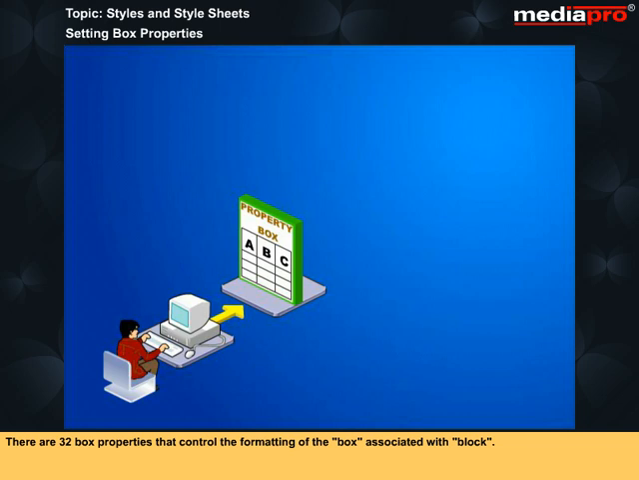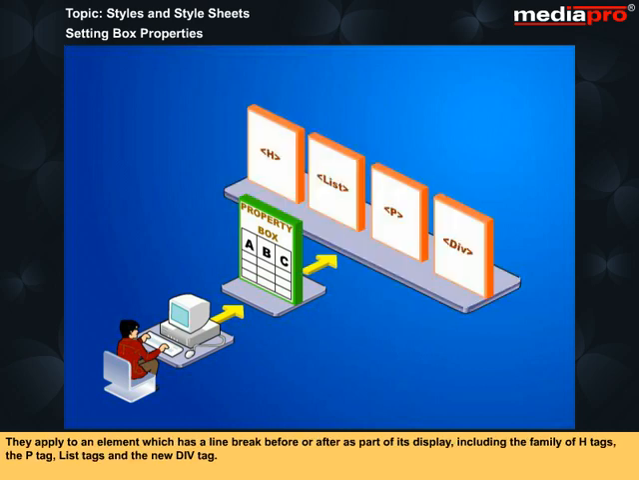There are 32 box properties that control the formatting of the box associated with block. They apply to an element which has a line break before or after as part of its display, including the family of H tags, the P tag, list tags, and the new div tag.